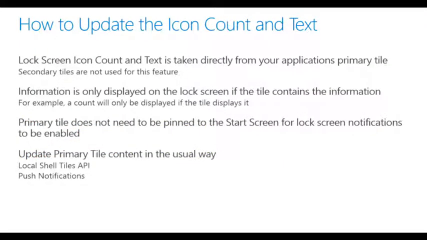Having done that, where do the notifications come from? Well, it comes straight off your application tile. So the same stuff I just showed you about updating tiles, the count and the text is taken directly from the front of your application's primary tile. Now, secondary tiles don't have any effect on that. And that's independent of whether the primary application tile is pinned to the start screen or not. So it just works. You just update your primary tile content in the normal way, and that will cause the count and the text, if that's been selected by the user, to update on the lock screen.